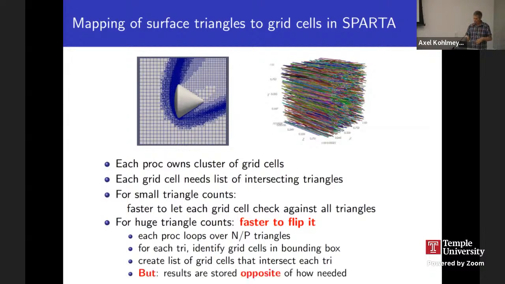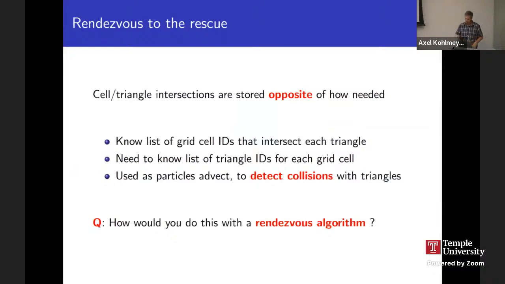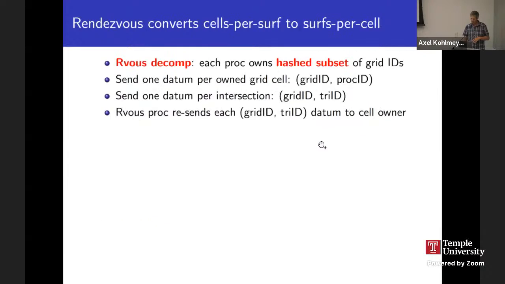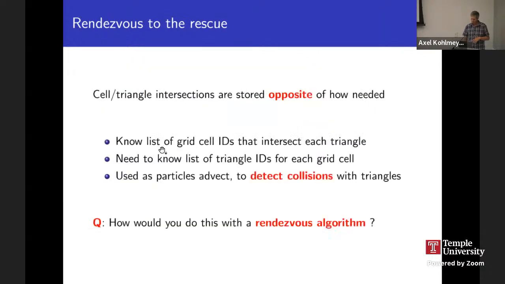So the problem is those results are exactly the opposite of how the code needs them. So what do I mean by that? As I said, you know the list of grid cell IDs that intersect each triangle. What you really need to know is the list of triangle IDs that intersect each grid cell. That's what the advection part of the time stepping needs. You know you're in this grid cell, look at the 5 triangles that intersect it, and I can detect those collisions. So how would you sort of invert this data set?